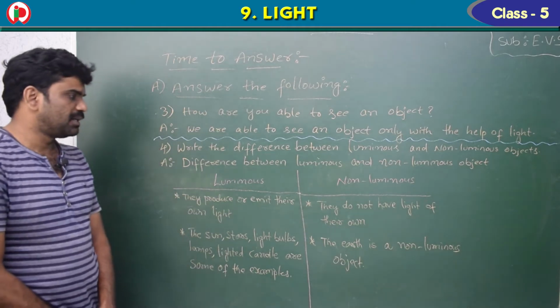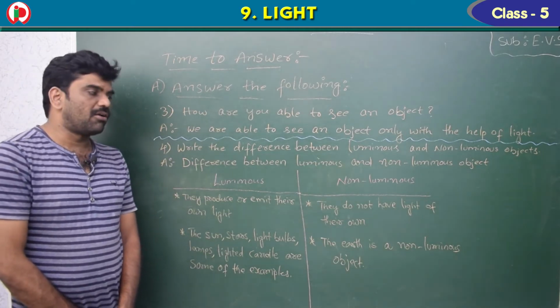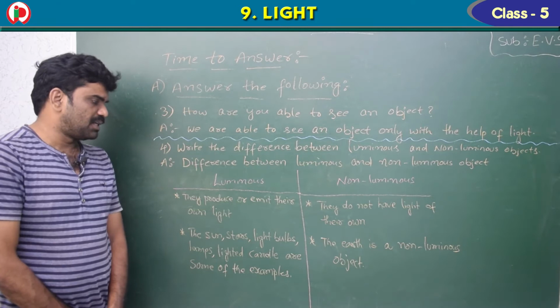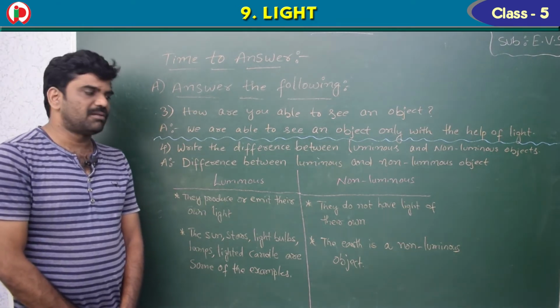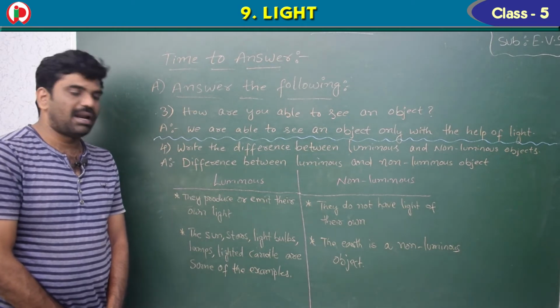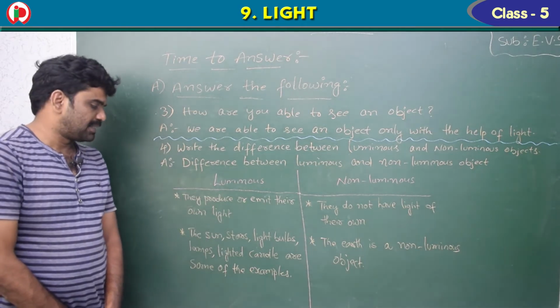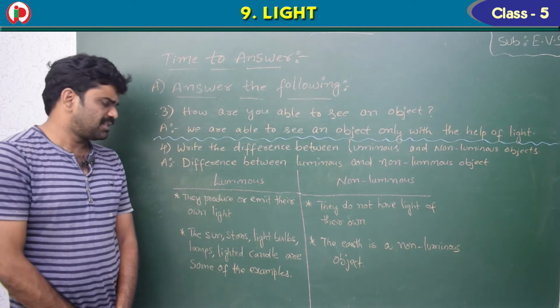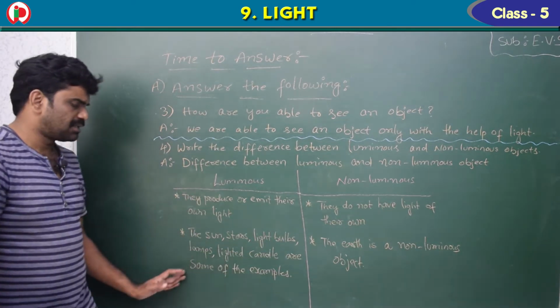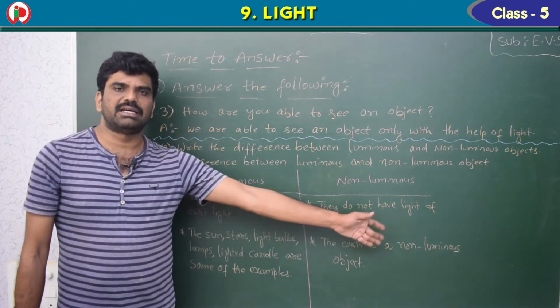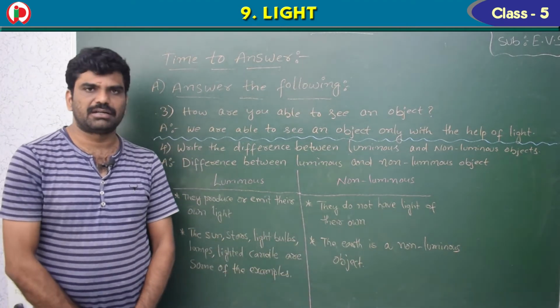Once again I repeat, luminous and non-luminous objects. Luminous objects produce or emit their own light. Non-luminous objects do not have light of their own. Examples: the sun, stars, lighted bulbs, lamps, lighted candles are some of the examples. The earth is a non-luminous object.